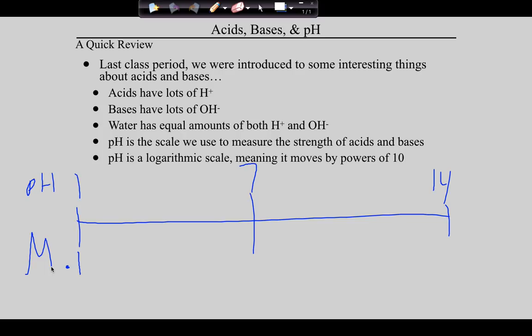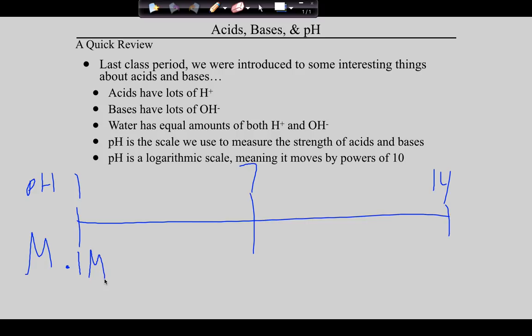Guys, check this out. This is going to be a big idea today, but we may as well talk about it now. Just watch, because we're going to come back to this. And if you see it now, it might make it easier later. So here's what we know. 0.1 molar acid has a pH of 1. Ready for the connection?